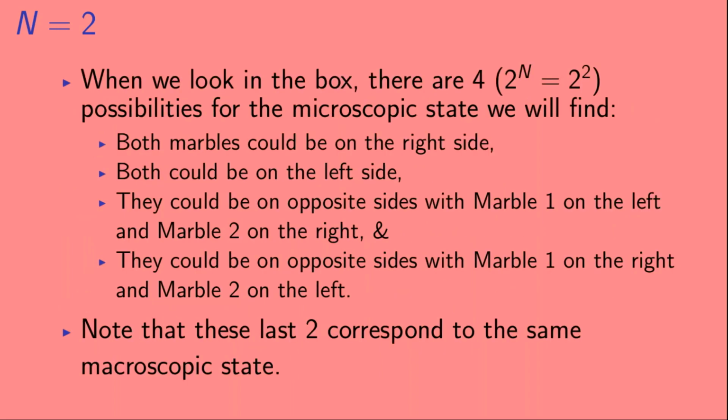When we look in the box, there are 4, that's 2 to the n, where n equals 2, possibilities for the microscopic state we will find. First, both marbles could be on the right side. Second, both marbles could be on the left side. Third, they could be on opposite sides with marble 1 on the left and marble 2 on the right. And fourth, they could be on opposite sides with marble 1 on the right and marble 2 on the left. Note that these last 2 correspond to the same macroscopic state.